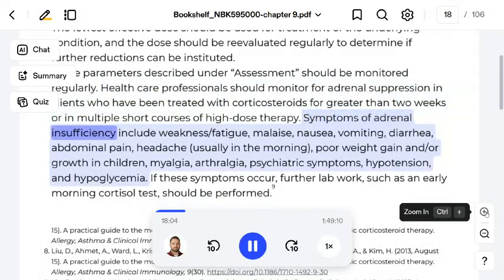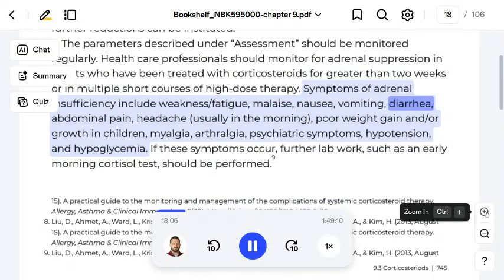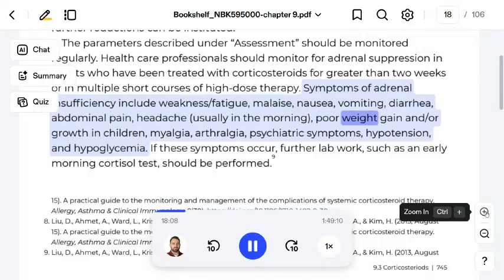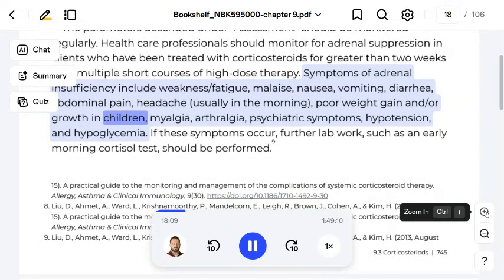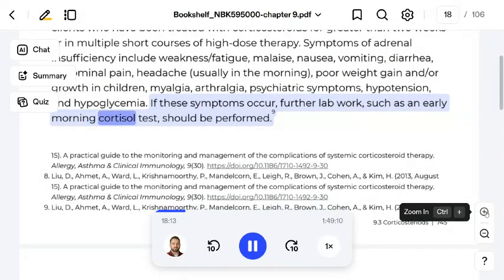Symptoms of adrenal insufficiency include weakness, fatigue, malaise, nausea, vomiting, diarrhea, abdominal pain, headache, poor weight gain and/or growth in children, myalgia, arthralgia, psychiatric symptoms, hypotension, and hypoglycemia. If these symptoms occur, further lab work, such as an early morning cortisol test, should be performed.